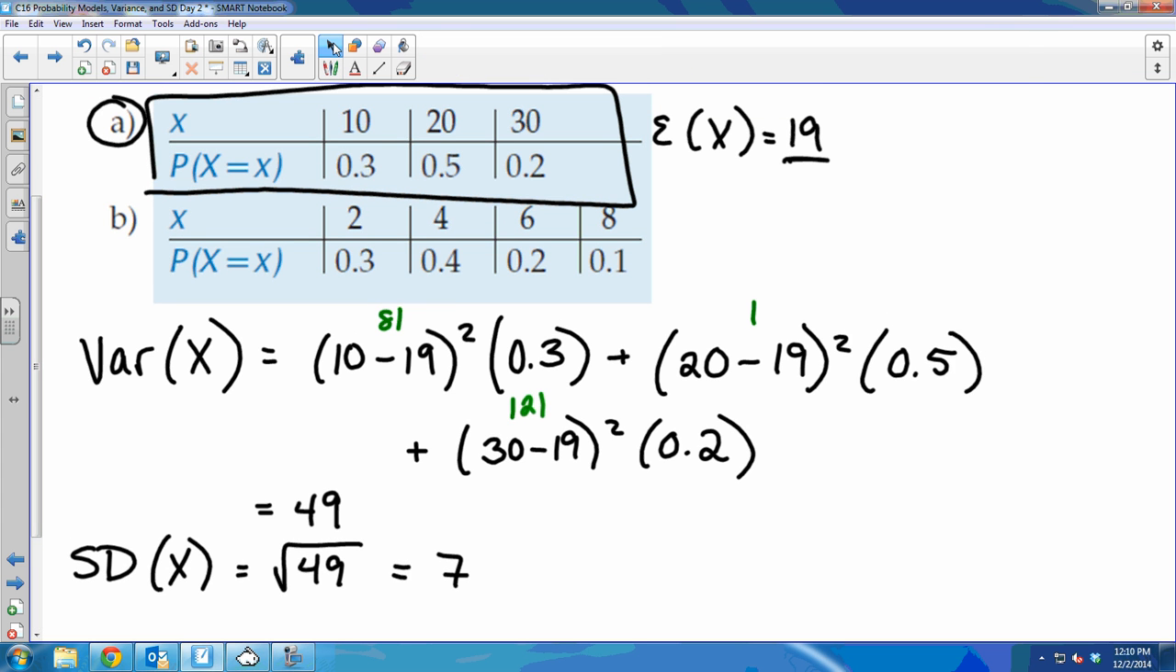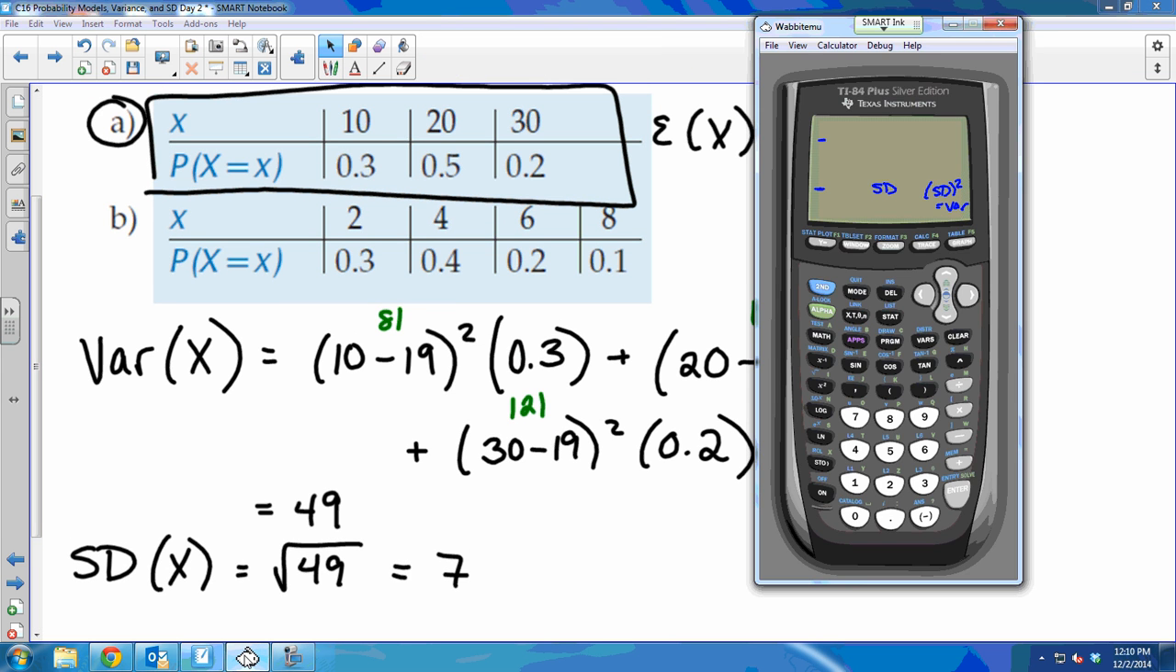You need to go to, well, I need to clear that. You need to go to Stat Edit. Go to your list menu. You need to put your outcomes in the first list and the probabilities associated with them in the second list.